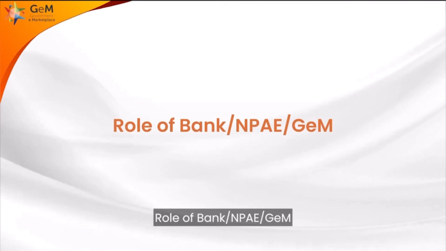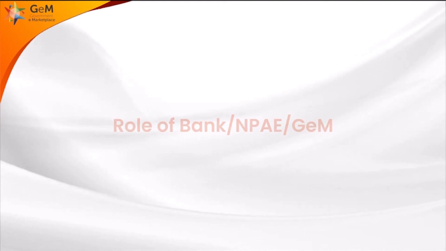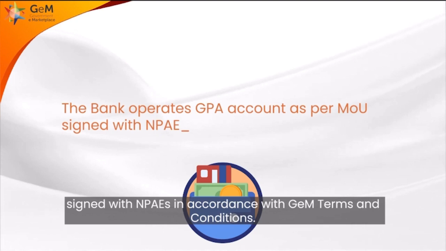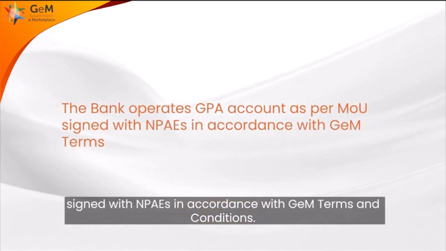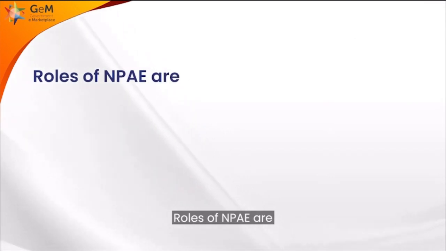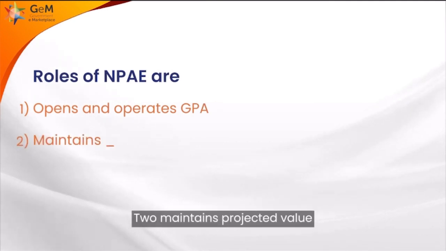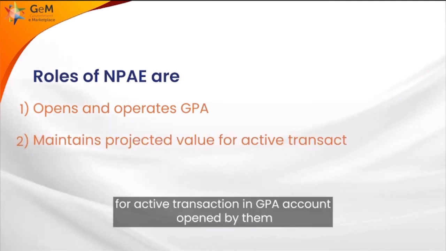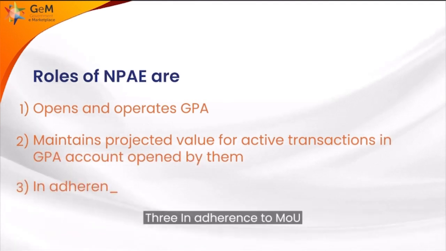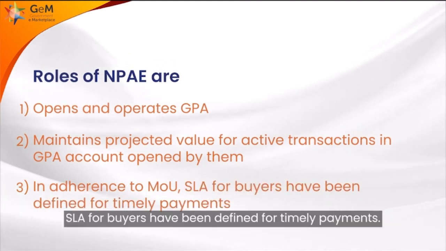Role of bank or NPAE or GeM. Role of bank is: the bank operates GPA account as per MOU signed with NPAEs in accordance with GeM terms and conditions. Roles of NPAE are: 1. Opens and operates GPA. 2. Maintains projected value for active transaction in GPA account opened by them. 3. In adherence to MOU, SLA for buyers have been defined for timely payments.